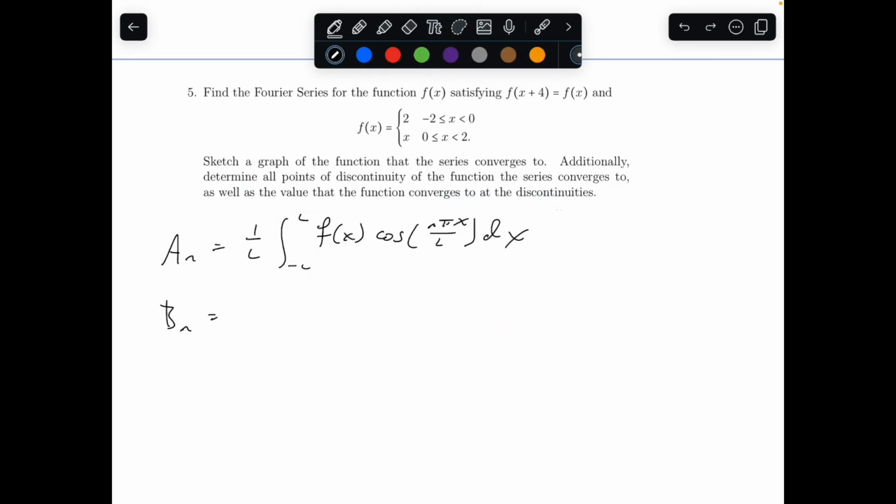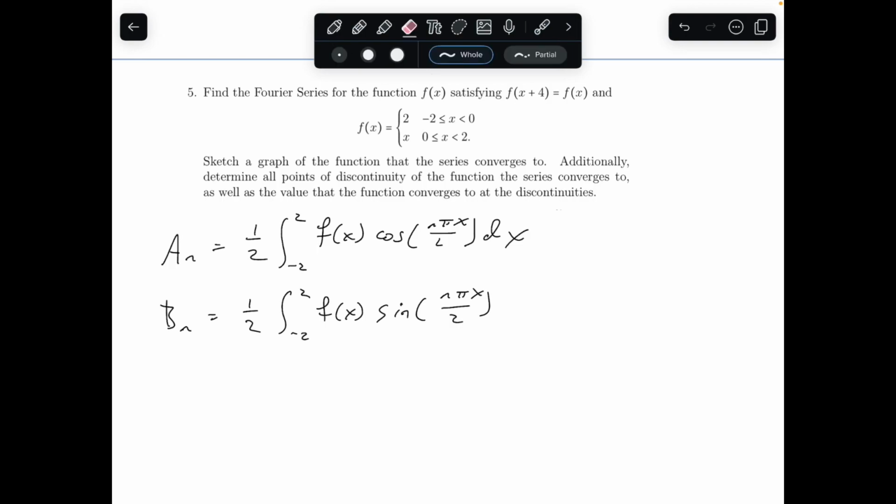-L to L. And you know what, let's replace our L's with what they are. L is 2 in this case, so -2 to 2. And then f of x sine n pi x over 2. Make that a 2 as well.